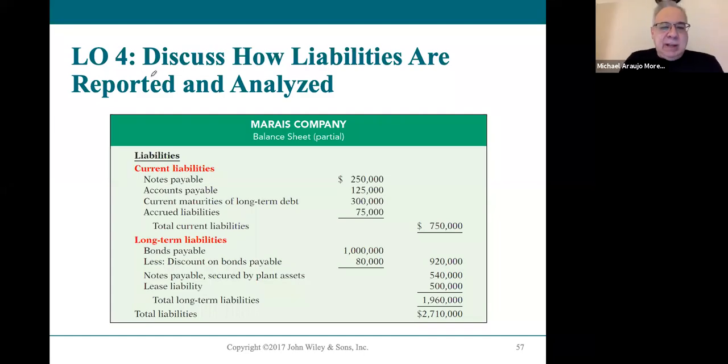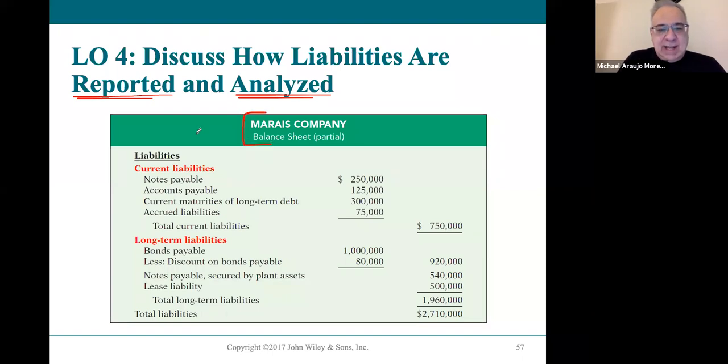Chapter 10, Learning Objective 4, reviews basically two things: how liabilities are reported on the balance sheet, which should be very easy to review. And then there's some analysis that we're going to review. I think you've seen the analysis before, but you have to go way back to Chapter 2. All right, so hopefully they'll be familiar.